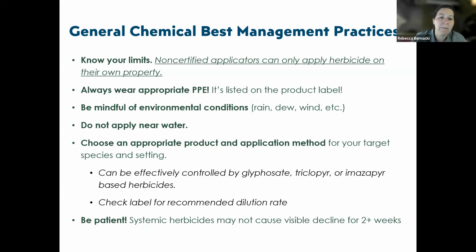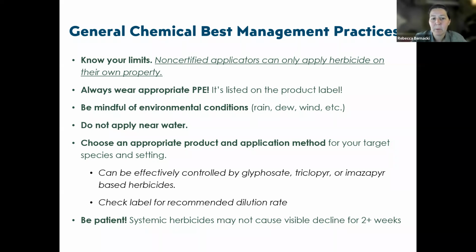Many species can be effectively controlled using glyphosate, triclopyr, and imazapyr-based herbicides. When we decide that that product is appropriate for that species, we want to check the label for the recommended dilution rate. And finally, be patient.